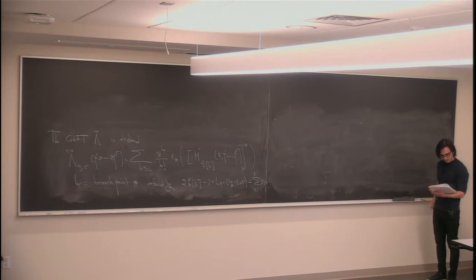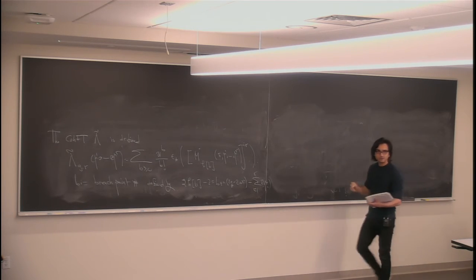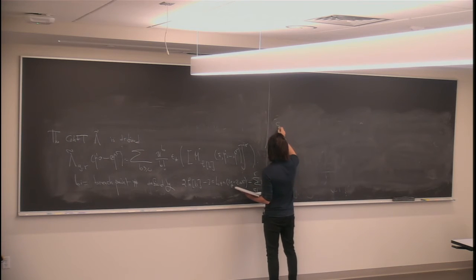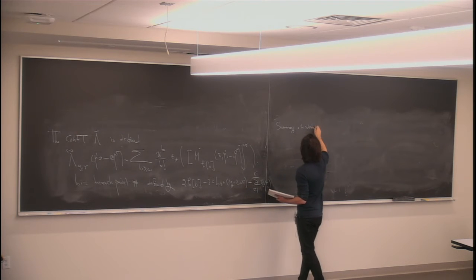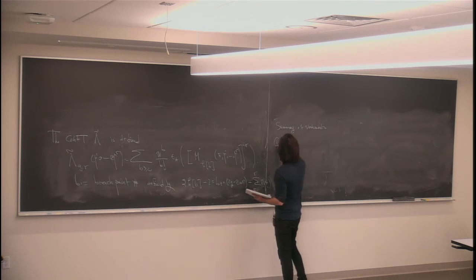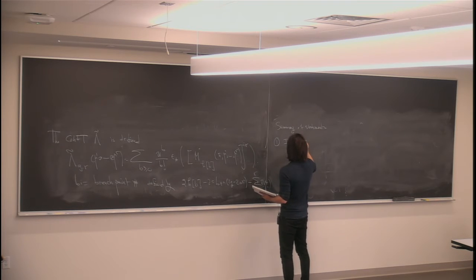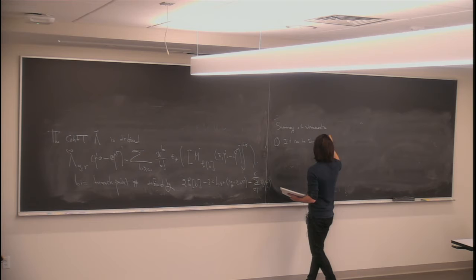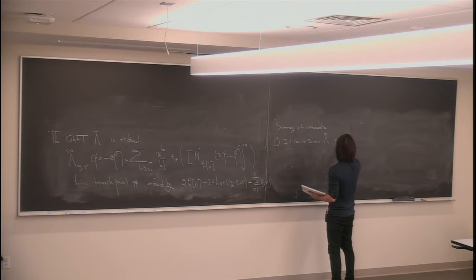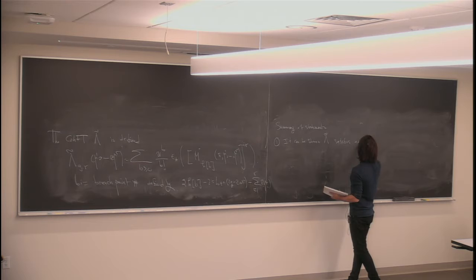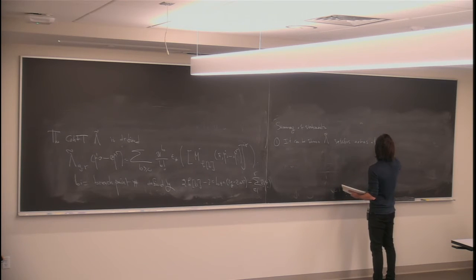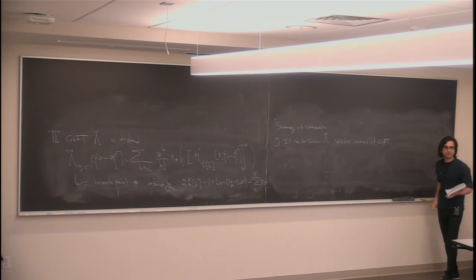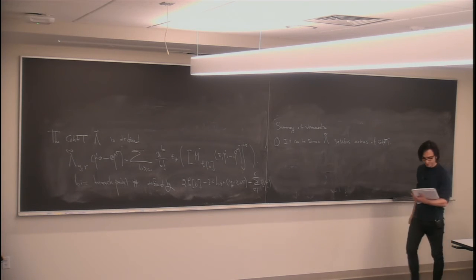So what is the final statement I want to say? What is the summary of statements? First of all, it can be shown lambda tilde satisfies axioms of cohomological field theory. The three axioms of cohomological field theory.